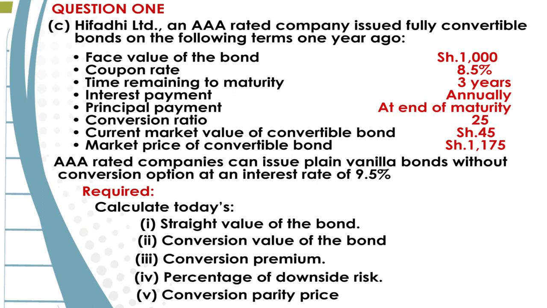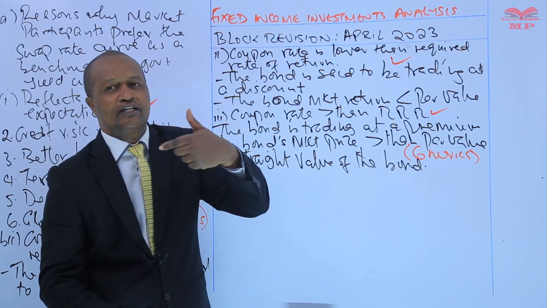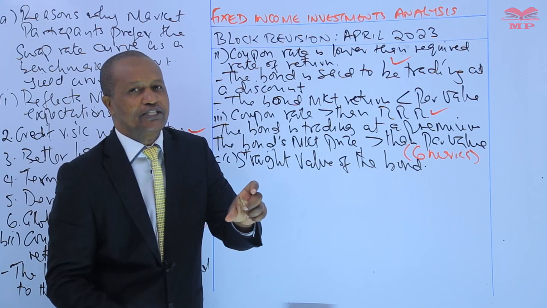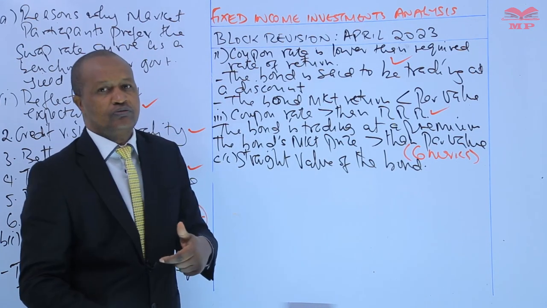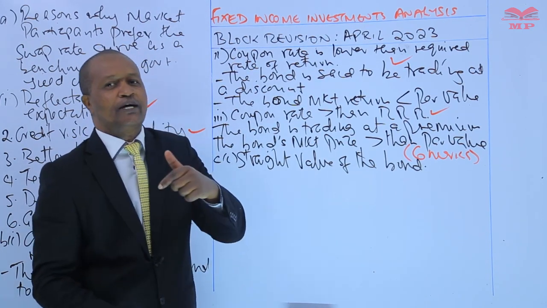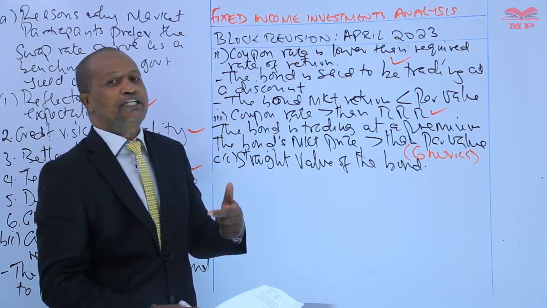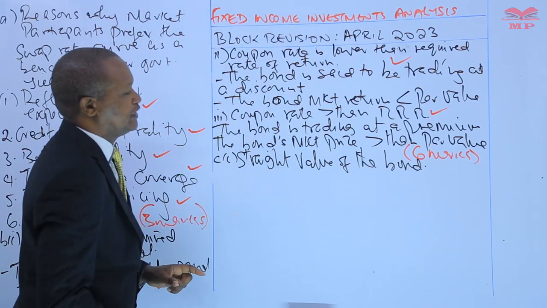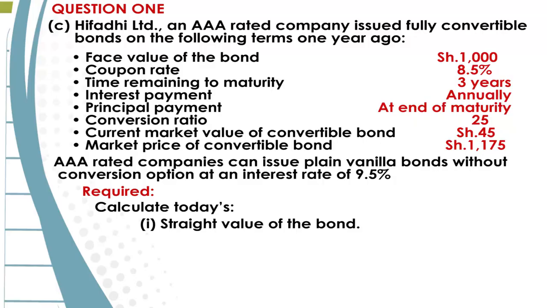So candidates, investors typically perceive AAA rated companies as extremely stable and reliable in terms of their ability to repay debt obligations, including bonds and other forms of financing. Candidates were required to calculate the straight value of the bond whose terms we've been provided in the question.